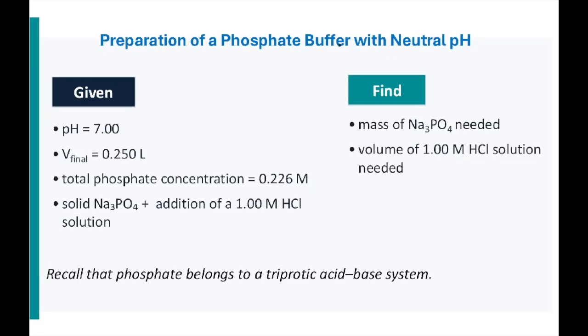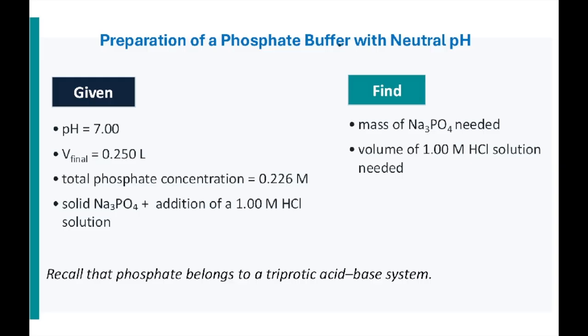Okay, the problem that we're going to look at now is the preparation of a phosphate buffer with neutral pH. So that's pH 7.00. So these are the conditions that we're given. Neutral pH, our final volume is going to be 0.250 liters, 250 milliliters. We're going to have a total phosphate concentration of 0.226 molar.